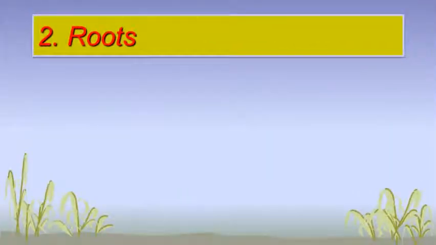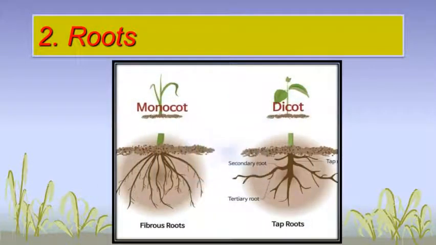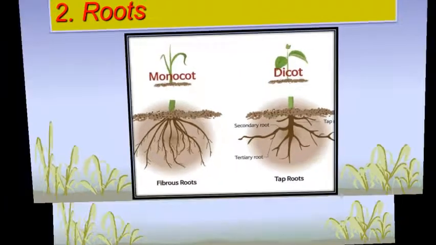Now second is the difference between their roots. Let's learn. Monocotyledonous plants have fibrous roots, that means only thin branches are there. But in dicotyledonous plants, a taproot system is there, that means the primary root is well developed. You can observe the main root, and the secondary and tertiary branches developing.